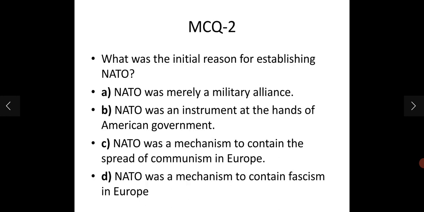What was the initial reason for establishing NATO? A, NATO was merely a military alliance. B, was an instrument in the hands of the American government. C, was a mechanism to contain the spread of communism in Europe. D, was a mechanism to contain fascism in Europe.